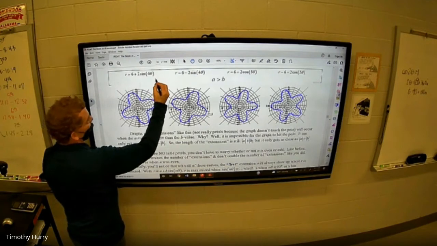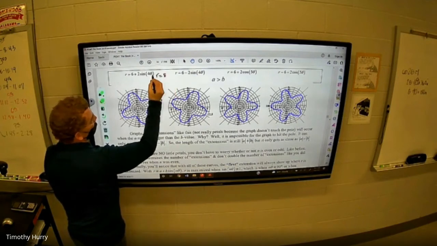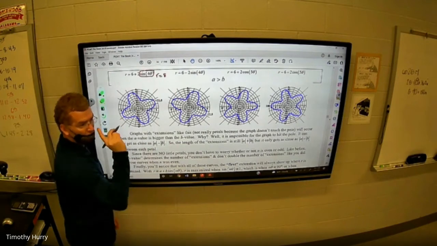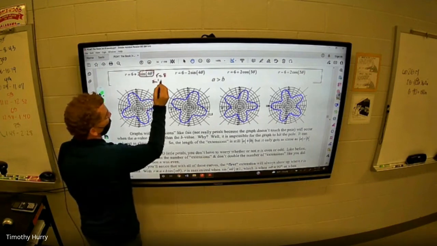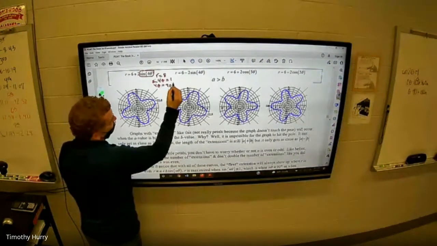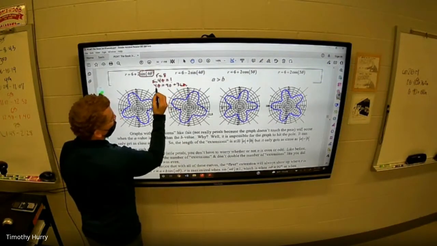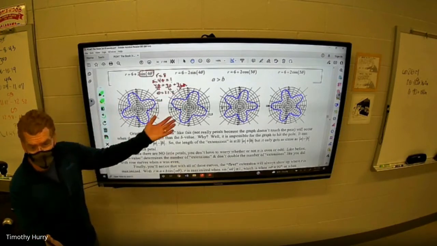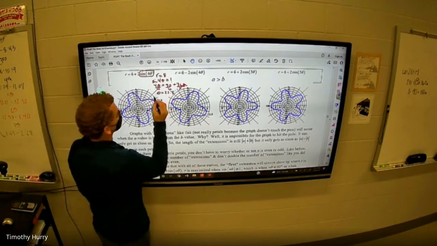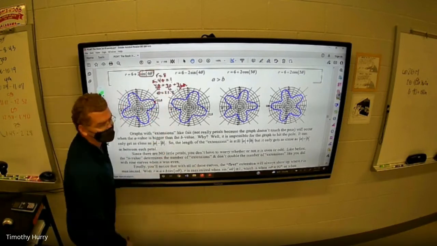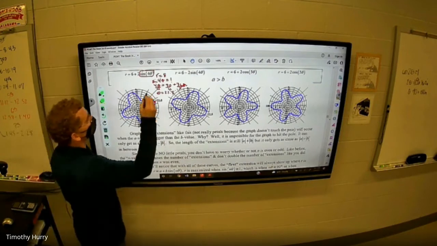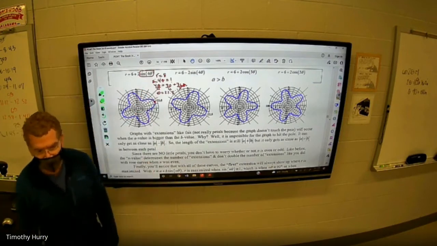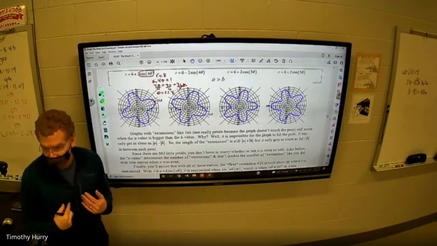Let's think about it. R would be 8 when that is a 1. When would that be a 1? When 4 theta is 90 plus 360n. So I could divide everything by 4, and I'd get theta equals 22.5. Now, I probably wouldn't do all of that. I would probably just find that first one, mark it at 22.5, and then think again, well, 4 theta normally means 8 petals, right?